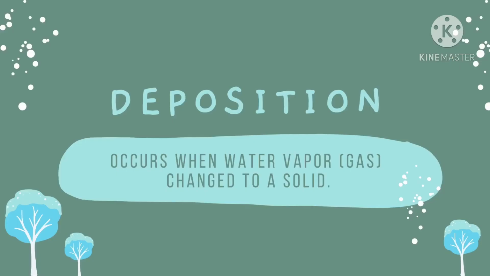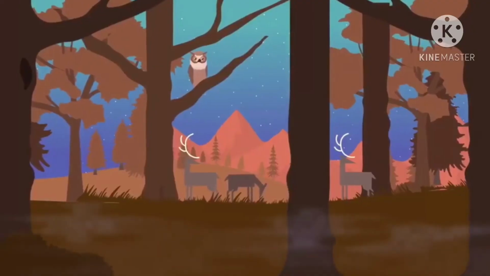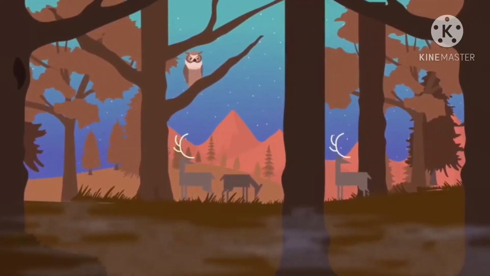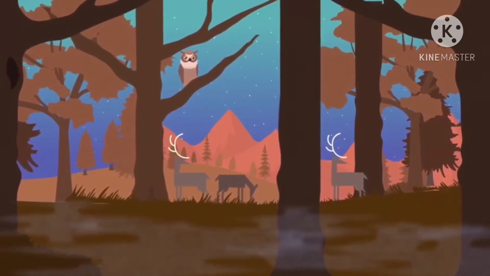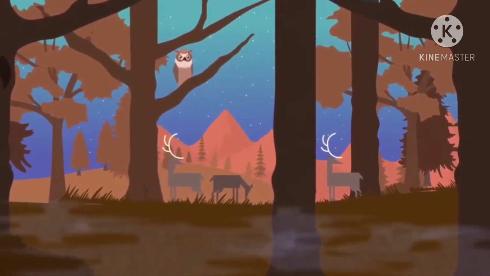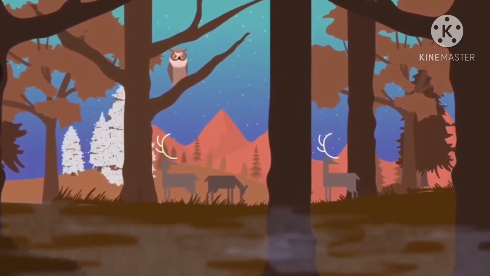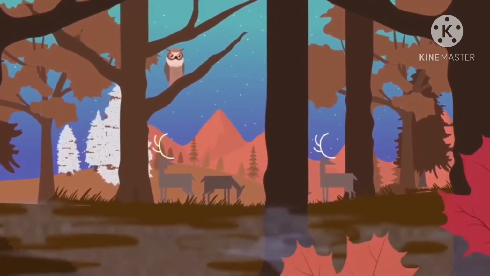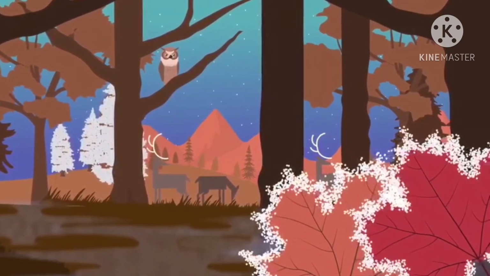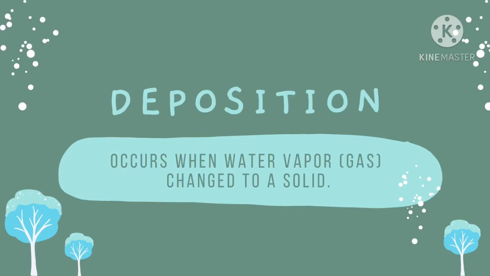Deposition occurs when a water vapor or gas changes to a solid. For example, how about a forest on a really cold night, or even your front lawn? When it's cold enough, water vapor, a gas in the air, turns into tiny crystals of frost, which you see on trees or grass. The free-floating particles in the gas join together and form a solid around the plants, so a gas can become a solid.